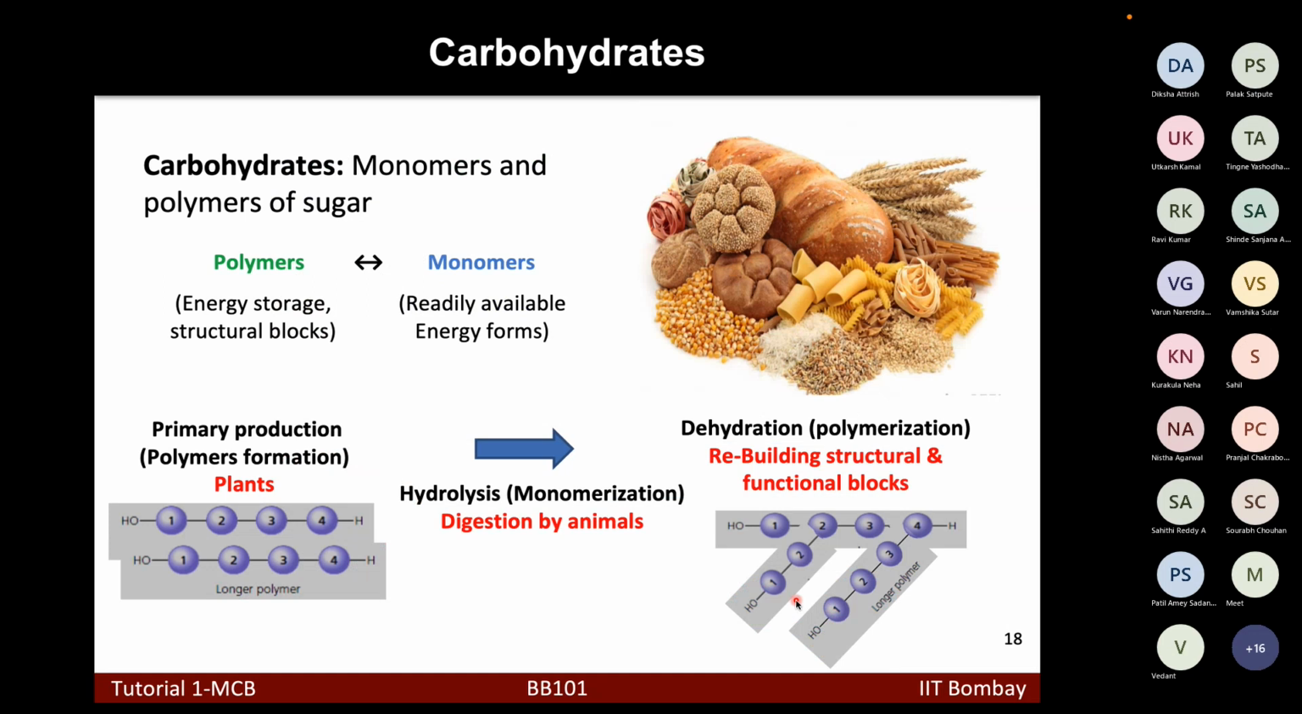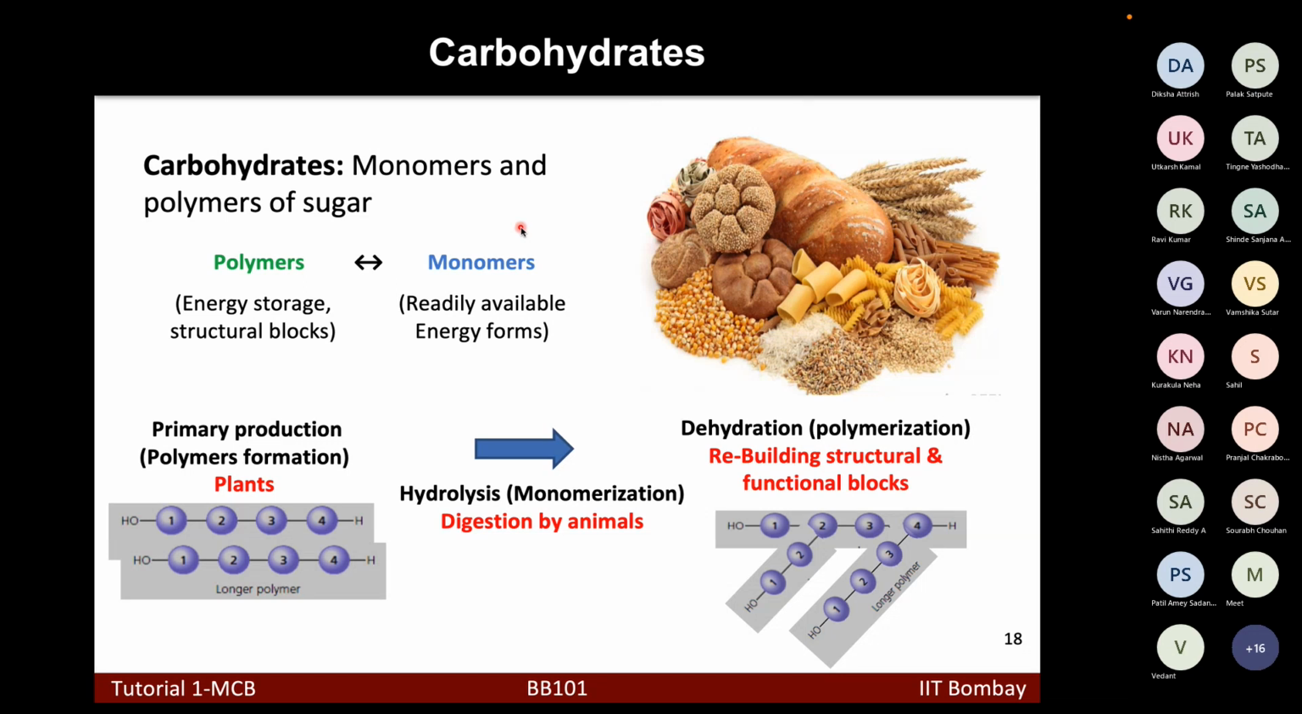And the final group of macromolecules I'm going to talk about are the carbohydrates. Carbohydrates are present in both monomer and polymer form, and they are also called sugars. The monomers are the more readily available forms of energy, and the polymers are the more complex forms of energy. All the things we eat in daily life, like rice, roti, wheat, pasta, are polymers of carbohydrates. And the monomers are the simple sugars, like glucose or fructose.